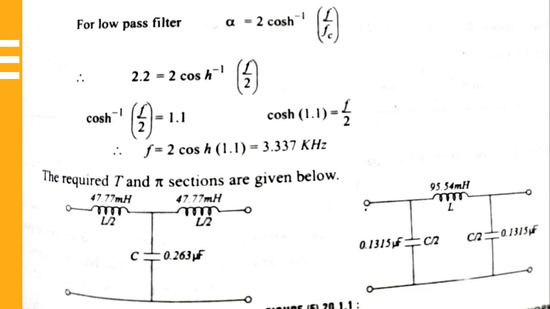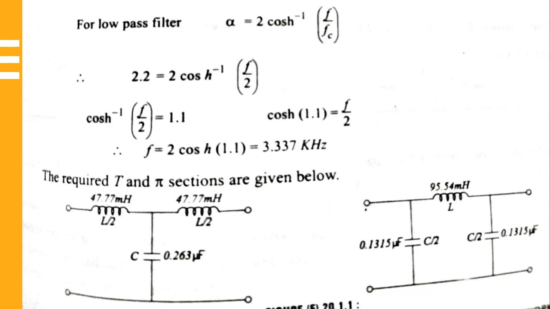Secondly, for the low pass filter, the attenuation constant alpha is equal to 2 into cosh inverse of f by fc. Here f is the normal frequency, fc is the cutoff frequency. Substitute the value here. Knowing alpha and fc, you need to calculate the unknown parameter, that is f. So 2.2 divided by 2 gives 1.1, and then the cosh inverse of that. You will find the frequency is equal to 3.33 kilohertz.